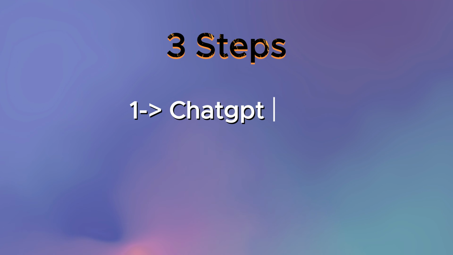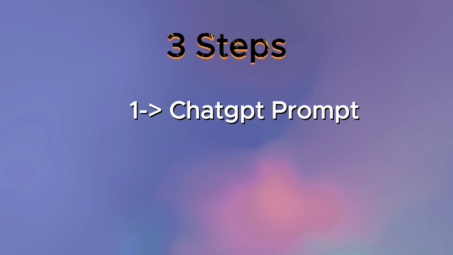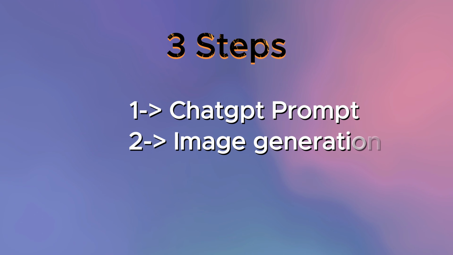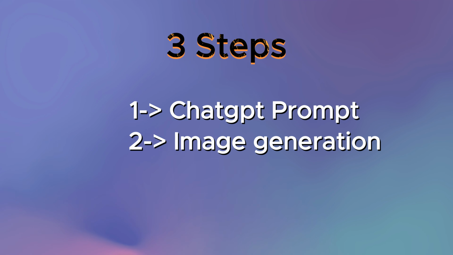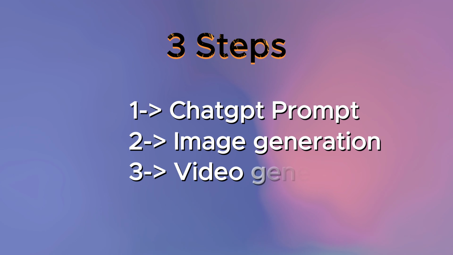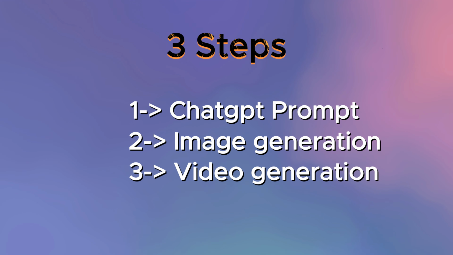Step 1. First, we need to generate a high-quality prompt using ChatGPT. A well-crafted prompt will help create stunning AI visuals. Step 2. Next, we use an AI image generator to create a highly detailed and cinematic image. Tools like Midjourney or Leonardo AI can help achieve the best results. Step 3. Finally, we transform the AI-generated image into a video using animation tools like Pika Labs or Runway ML. This brings the image to life with smooth motion and cinematic effects.